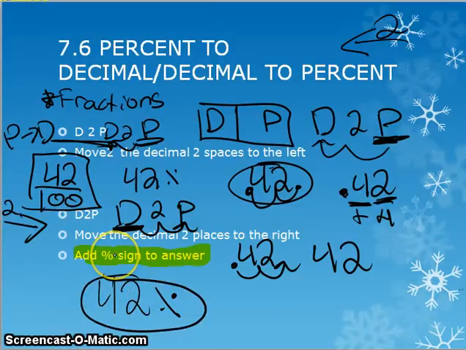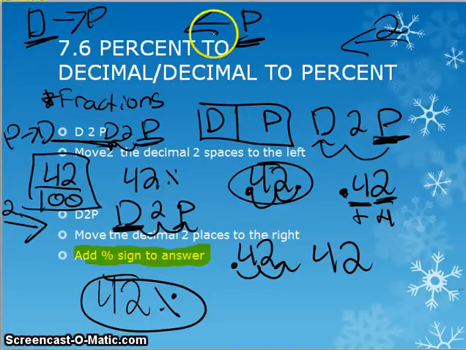Give them a big old circle, and again, just remember, whether it be D to P or P to D, just remember your dictionary, friend, and that should help you a lot.